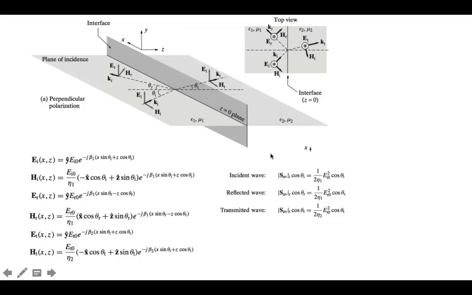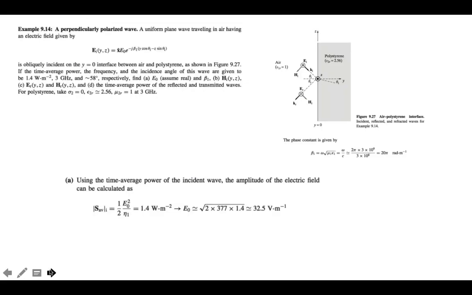So the other thing to discuss is the average power. So for the incident wave, the reflected wave, and the transmitted wave, you can see here that we have the incident power expressed for each of those, or the average power. So let's look then at an example, and we'll start with an example from this textbook, and then we'll go to an example in your textbook.